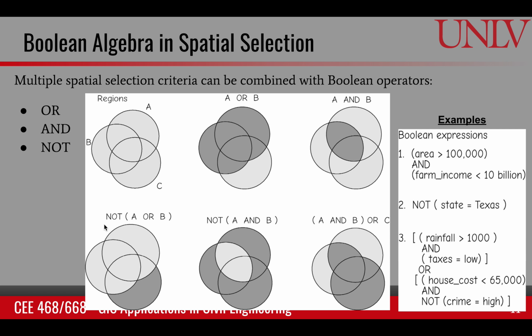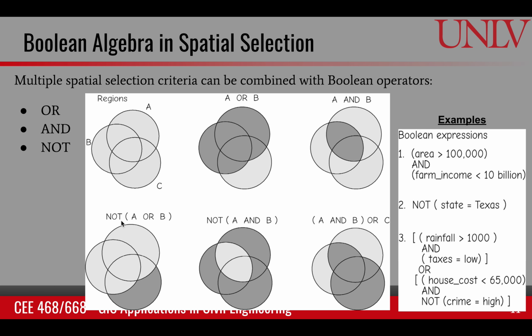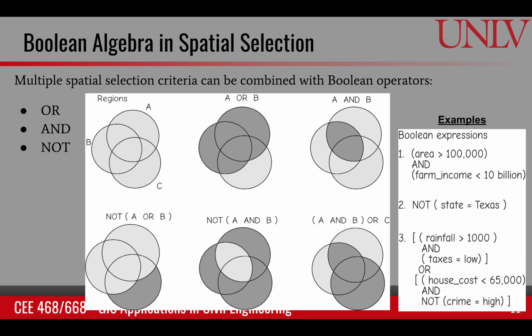Likewise, you should look at the NOT and these composite applications of NOT, AND, OR logical operations. And here are some examples of how you would see it if you were applying it to spatial selection or even within an attribute table.